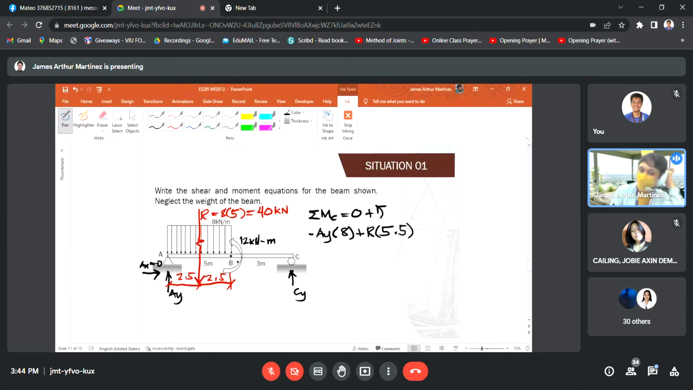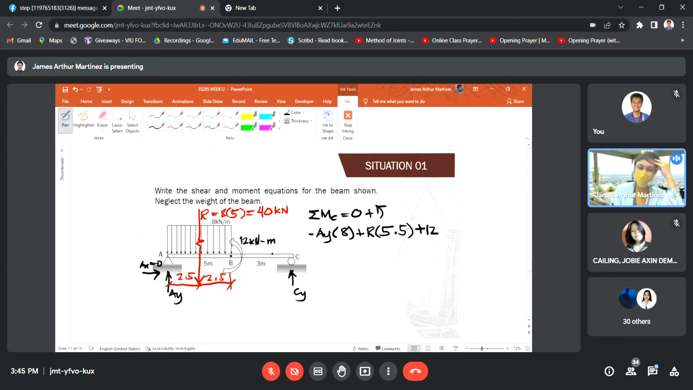So, what else is involved? Take note that you have an applied moment at point B, and we are taking summation of moment at point C. So, for the whole structure, we are to consider the applied moments also. Since our sign convention is positive for counterclockwise rotation and this is a counterclockwise rotation, plus 12. We no longer multiply it by a moment arm, because that is already a moment. I hope that's clear.